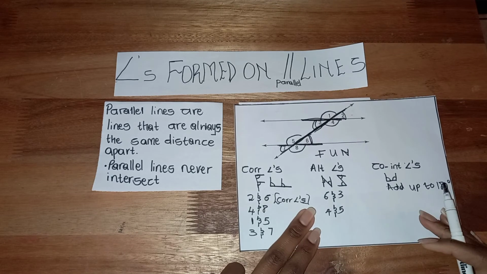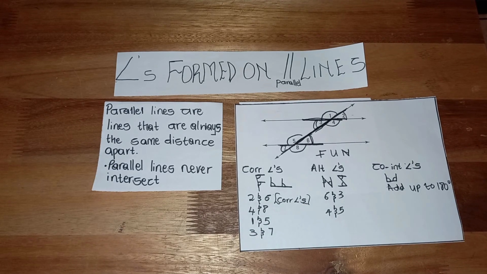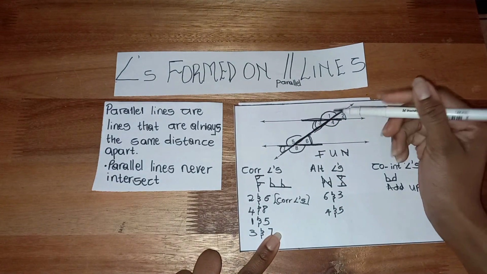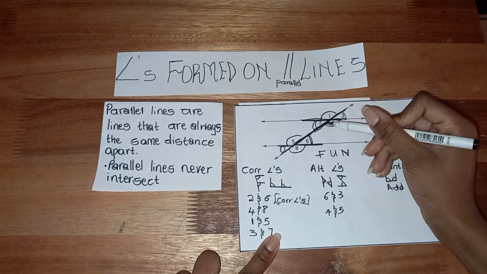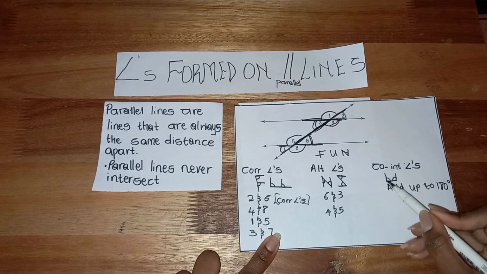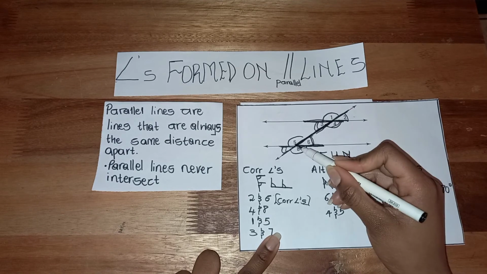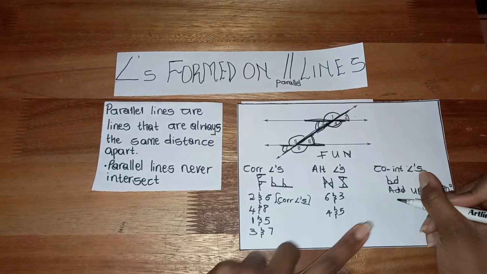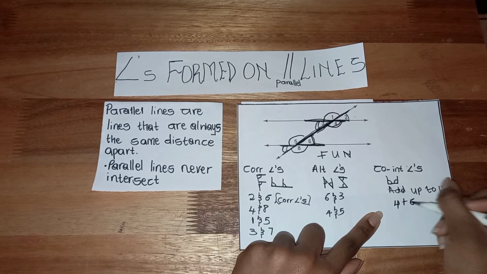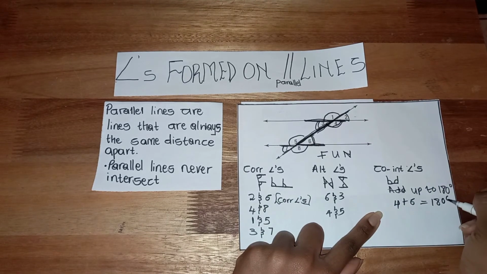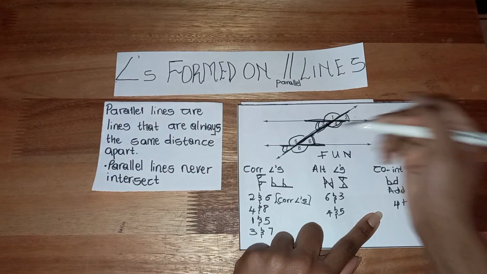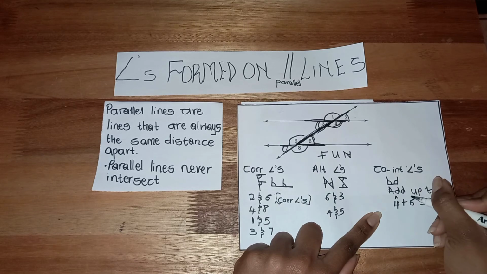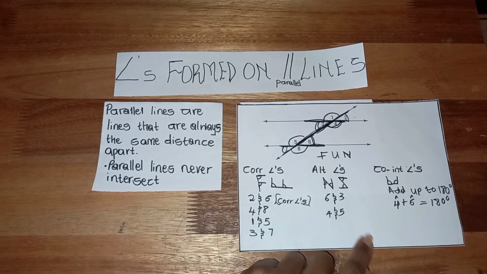Those co-interior angles are found inside the parallel lines. They are in between the parallel lines and the transversal. They are formed when the transversal is added. That's why I said they form a U. So if you form a U here, you can see that 4 and 6, 4 plus 6 equals 180 degrees. So this angle plus this angle equal 180 degrees.